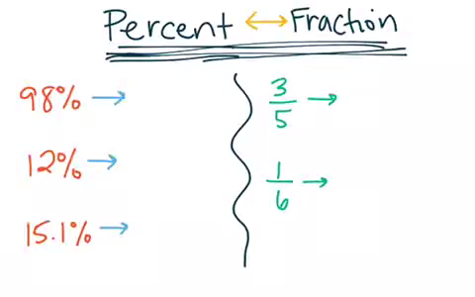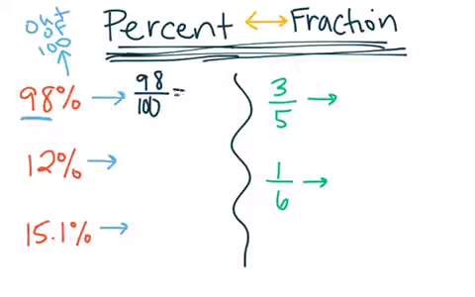So let's go ahead and start with our percents. We have 98%, 12%, and then 15.1%. Even though this last number has a decimal in it, we're going to talk about why it's still not considered a decimal number. So when we look at 98%, we want to think about the fact that percent means out of 100. So we're going to take the number that we have and we're going to write that as our numerator, our top number, over 100.